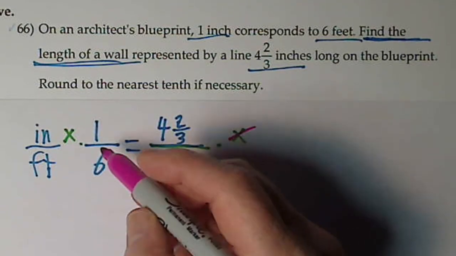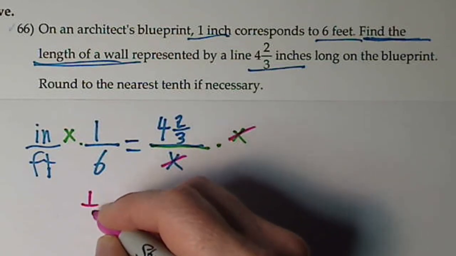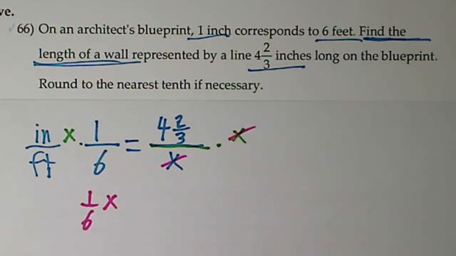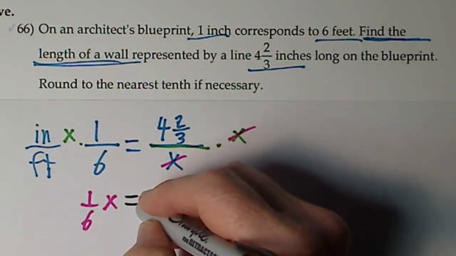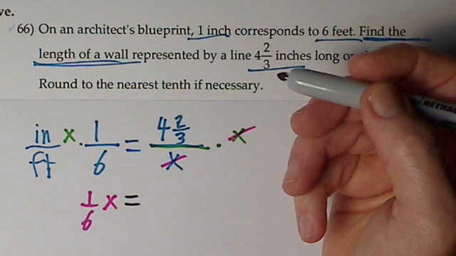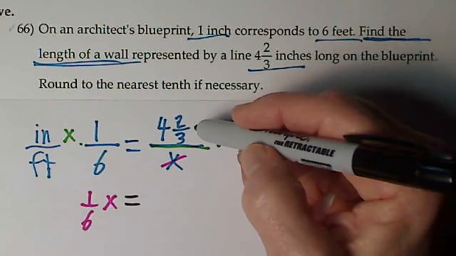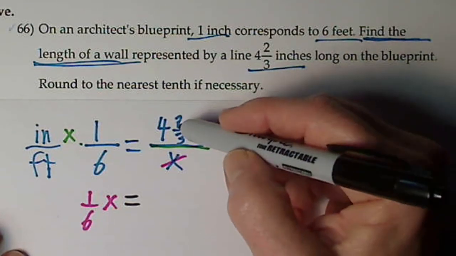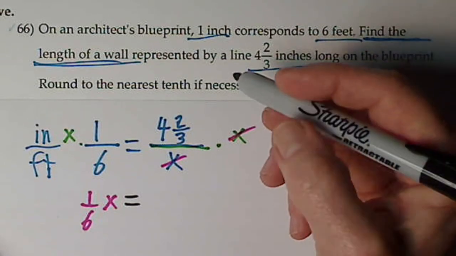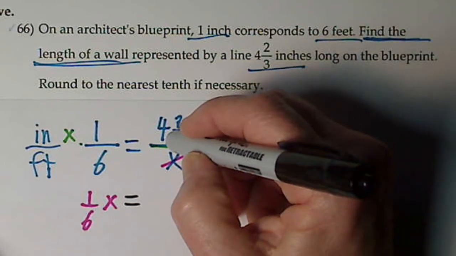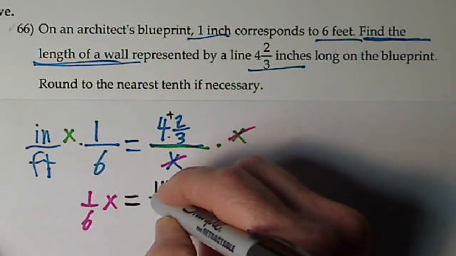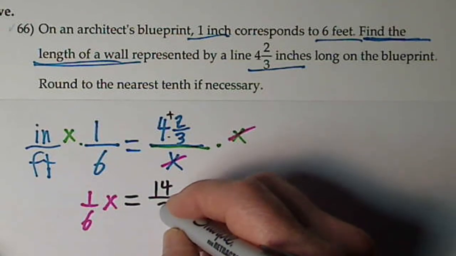And over here, I'm just going to write this the way you're more accustomed to seeing it. 1/6 and then x. So all I've done is change the order. And then we have equals 4 2/3. But instead of writing this as a mixed number, I'm going to write it as an improper fraction because I'm going to be trying to get rid of this. If you're adding and subtracting, mixed numbers are okay, but for multiplication or division, you have to have it as a fraction. So 3 times 4 is 12, plus 2 is 14, and you keep your denominator, 14/3.